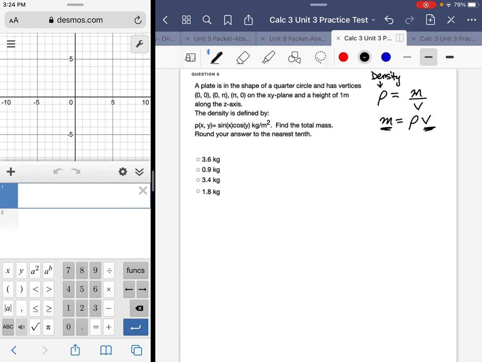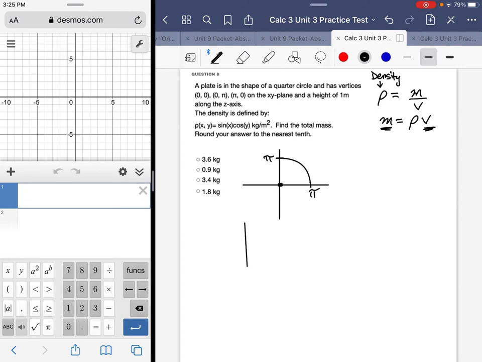All right, so the plate is in the shape of a quarter circle that has these vertices. All right, so that's in the xy plane. So 0, 0, 0, pi, pi, 0, and it creates a quarter circle. Okay, so we have that. A height of 1 meter, all right? So if we're going up the z-axis, that's going to create a quarter of a circular disc going up 1 meter, all right? So something to keep in mind. That has a cylindrical feel to it, all right?